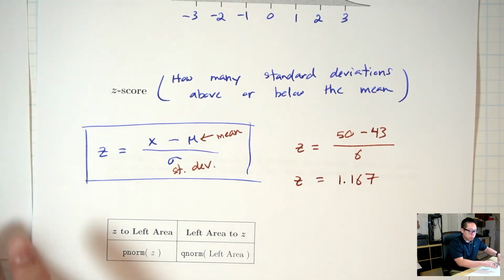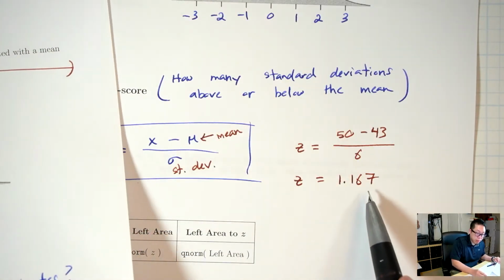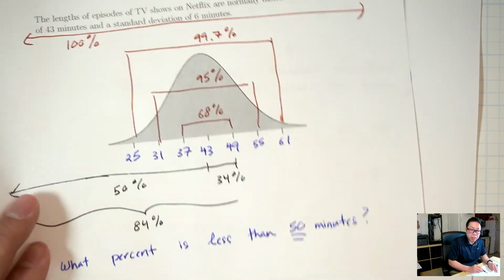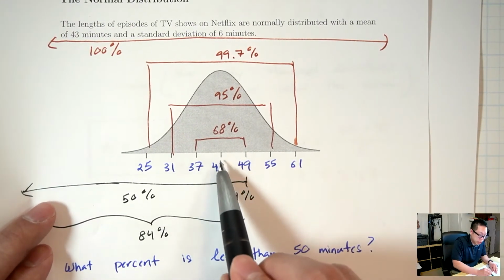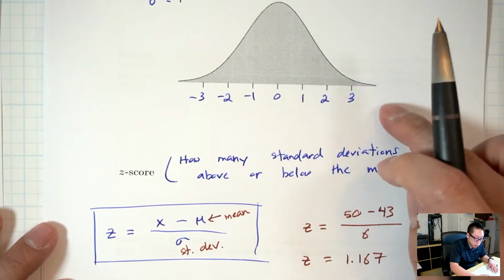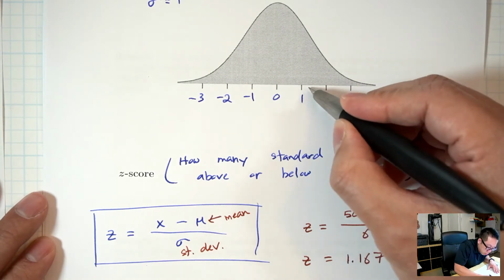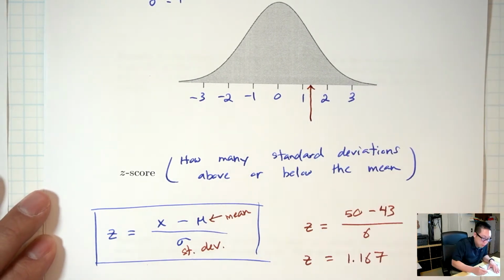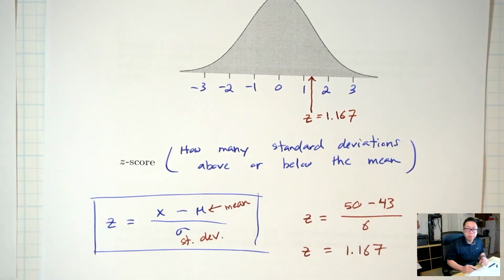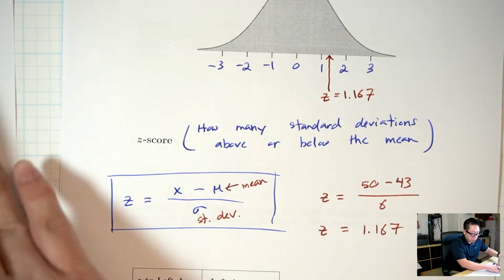Right, so what this is telling me is that this 50 is exactly 1.167 steps above the mean, above the middle. Okay, in other words, it's exactly 1.167 standard deviations above the mean. Which means on this standard normal picture, it should go exactly right here at 1.167. Okay, which now brings me to the third idea.